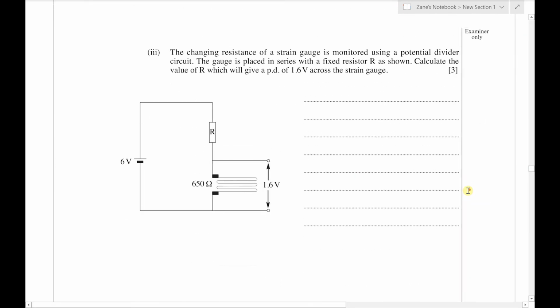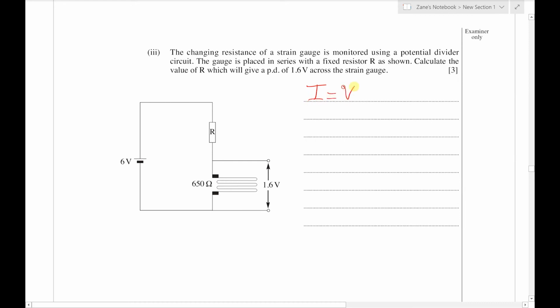The last part of the question uses that strain gauge in a potential divider circuit. And it says the change in resistance of a strain gauge is monitored using a potential divider circuit. The strain gauge is placed in series with a fixed resistor R as shown. You've got to calculate the value of R, which will give a PD of 1.6 volts across that strain gauge. So various ways of doing it. We can use the potential divider formula, or we can just use some basic physics here. So let's do the basic physics way.